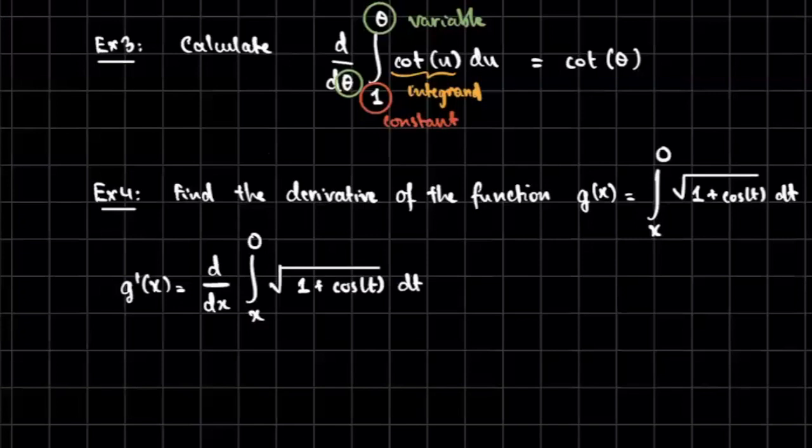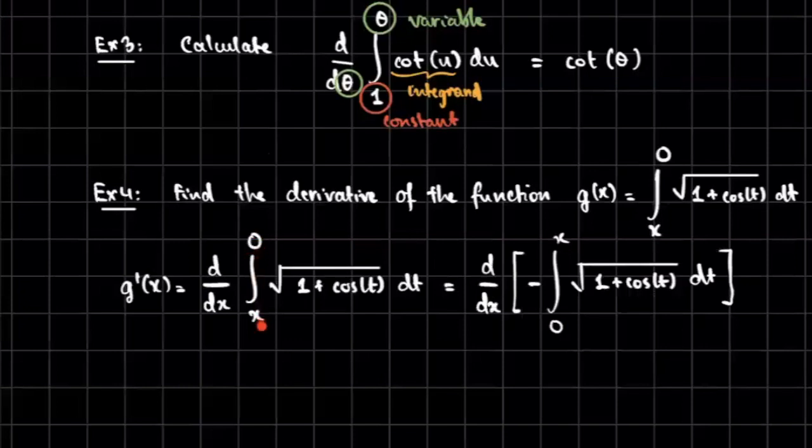All right. So a couple of things you notice in this setup is that the lower limit of integration is not a constant, and the upper limit of integration is not a variable. So therefore, you have to swap the limits of integration. All right, so what you have here is d dx of the negative of the integral from 0 to x of the square root of 1 plus cosine of t dt.